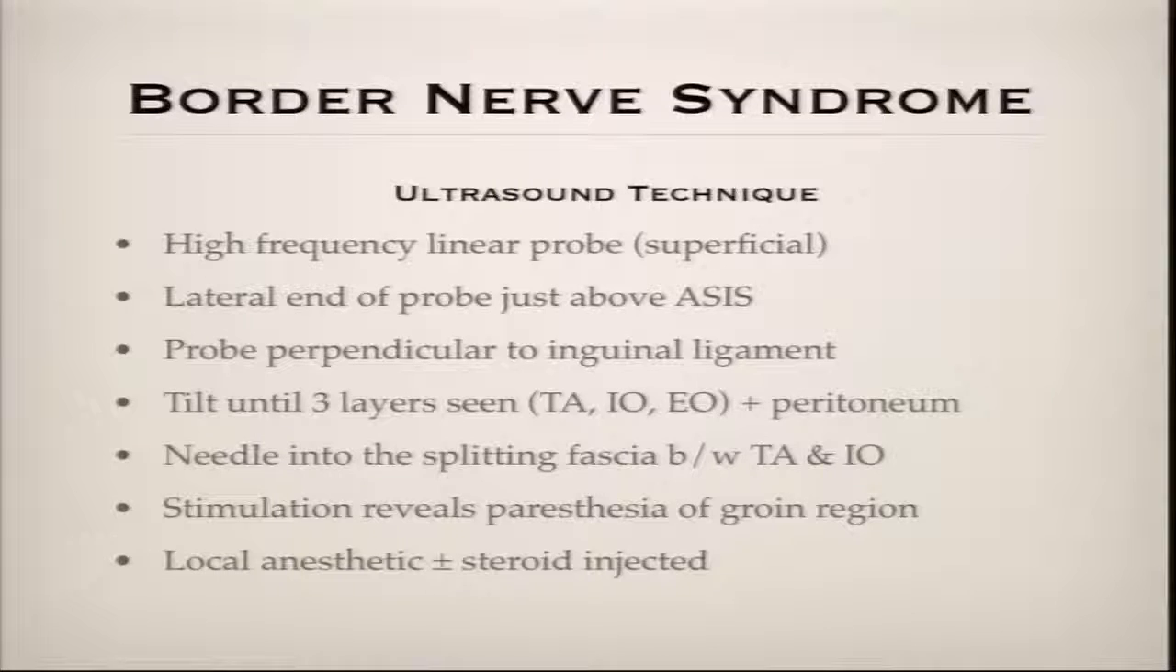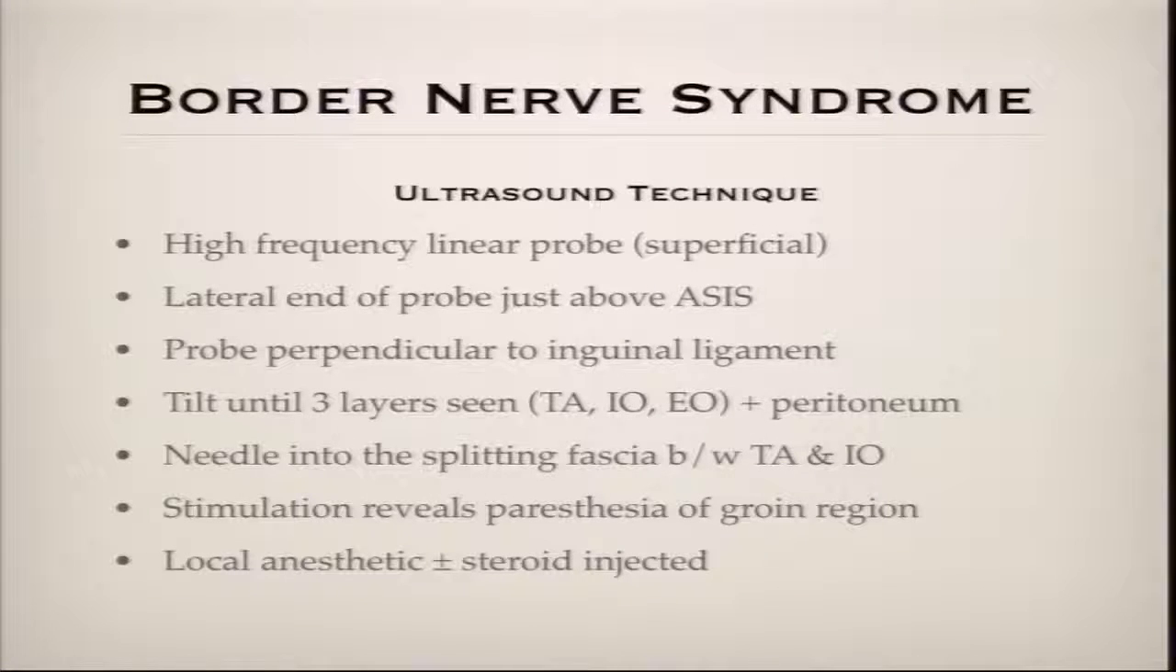With the ultrasound, you use a high frequency linear probe because these are superficial structures. The lateral end of the probe is placed just above the ASIS, and the ultrasound is oriented in a sagittal plane. The probe is perpendicular to the inguinal ligament, and it allows you to visualize the three abdominal muscle layers: the transversus abdominis, internal oblique, and the external oblique. You may also be able to visualize the peritoneum deep to the transversus abdominis.